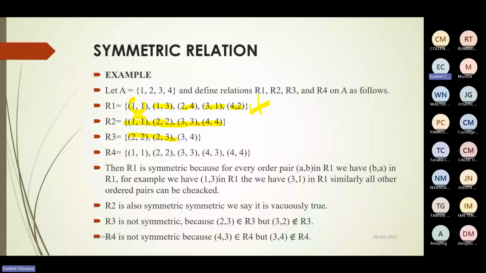We have (1,1), (2,2), (3,3), (4,4). This one can qualify to be a transitive relation. Yes, there's nothing which is violating that. There's nothing violating the transitive relation.